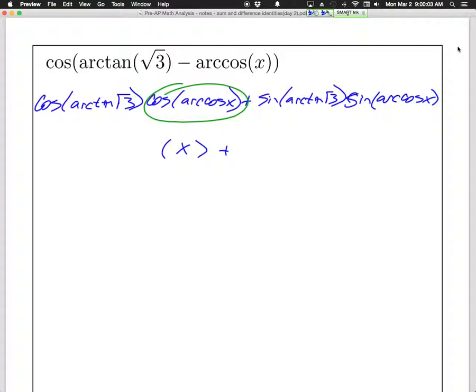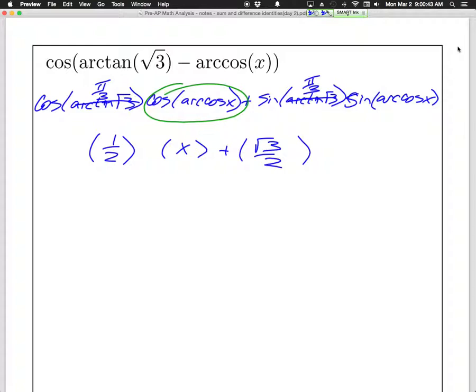Do we know what arctangent of radical 3 is? Yes, we should know what arctangent of radical 3 is. Pi over 3. So this is the same thing as pi over 3. So what is cosine of pi over 3? 1/2 is correct. If that's 1/2, what does the other one have to be? Square root of 3 over 2. Very good, Bobby.